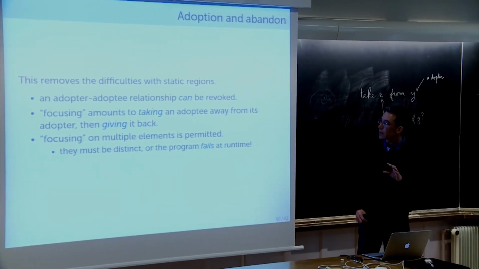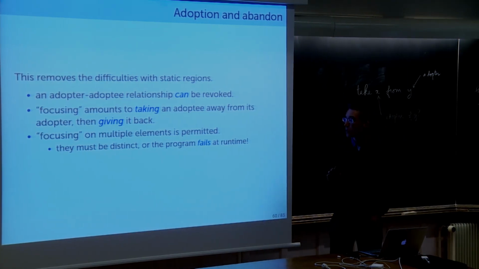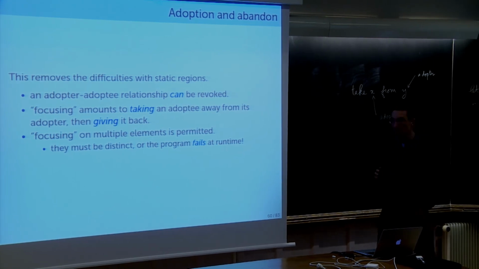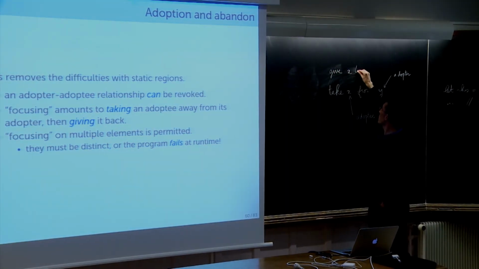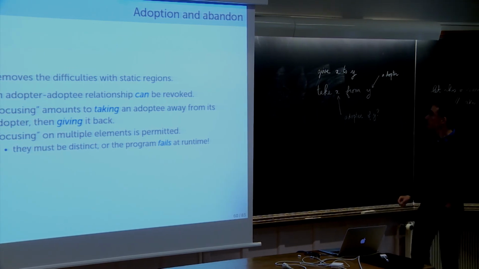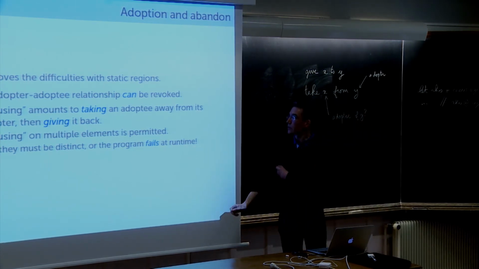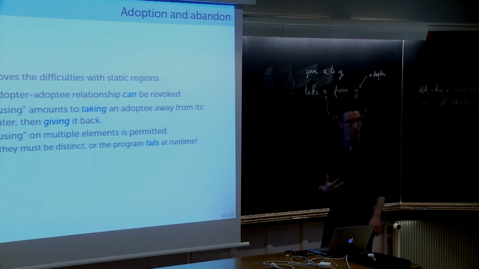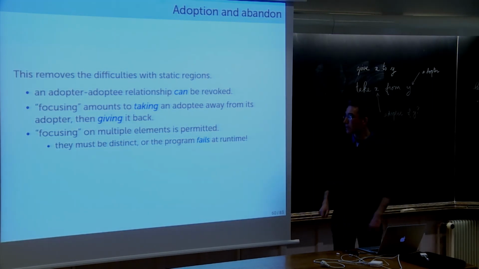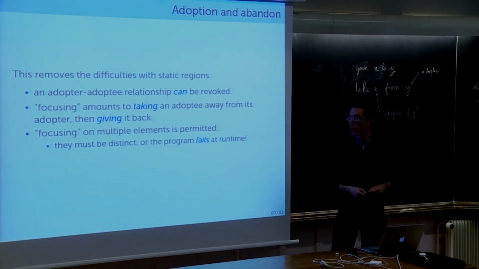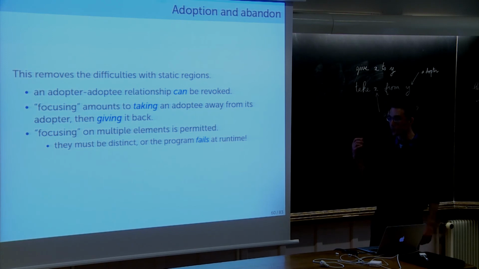I haven't explained the details yet, but the idea is that this will remove many of the difficulties with static regions because I have these two operations, give and take. I will have the symmetric operation, give x to y. So I can adopt and I can revoke an adoption relationship. So it's easy to put things into a region and then take them out later. So focusing obviously becomes trivial. It's just taking and giving back. And you can focus on multiple elements too. If they are distinct, everything will be fine. And if they're not distinct, then you will fail at runtime.